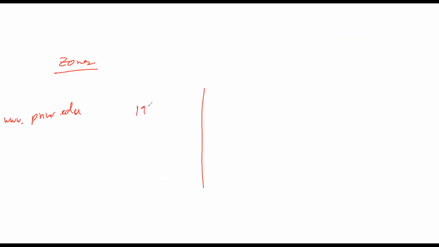So that's going to be 192.168.1.17, and then you're going to say .eu pnw.mail, right? And mail is going to be 192.168.1.4 or something, right? So this is what you will have to configure in order for this to work.